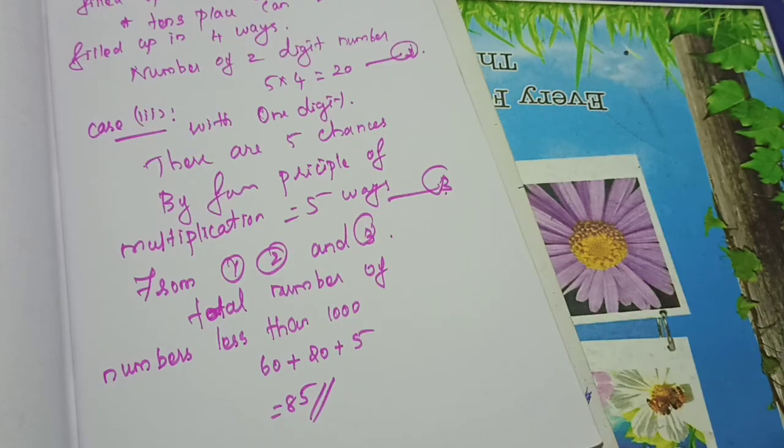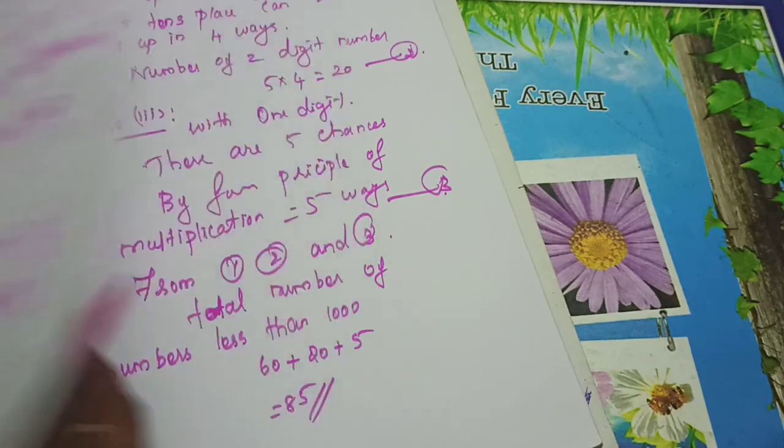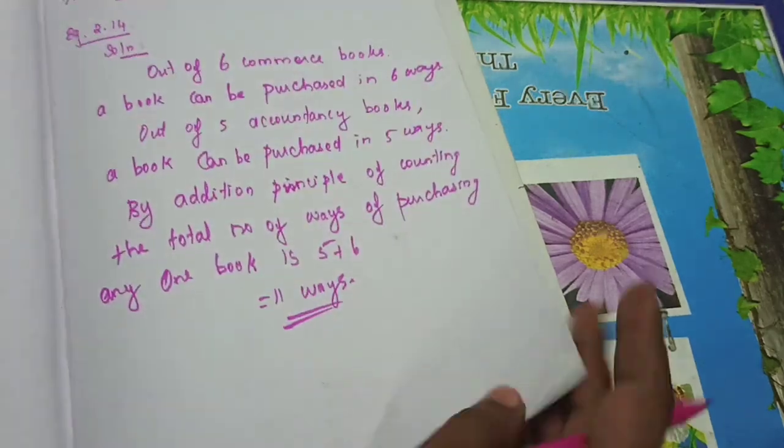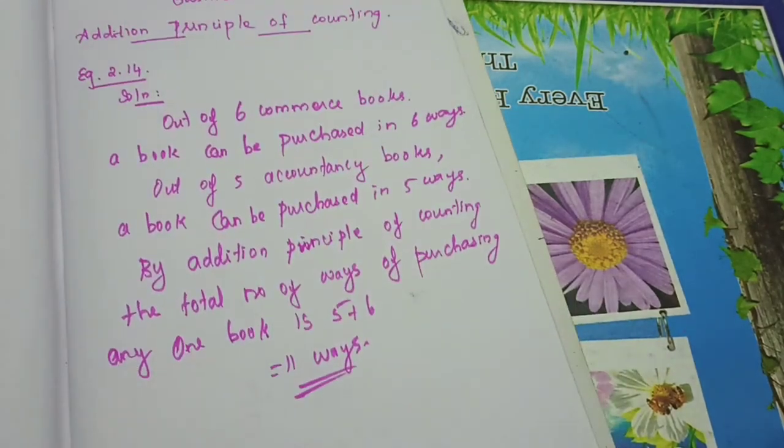Okay children, have you got it? Now I think you got a good idea of the fundamental principle of counting as well as the addition principle of counting. Let's recall today's portion again. First we learned the addition principle of counting, that is m plus n ways, either or, that is independent. Keep it in mind. In the addition principle we will add, and in the fundamental principle of multiplication we will multiply. That's the difference between both.